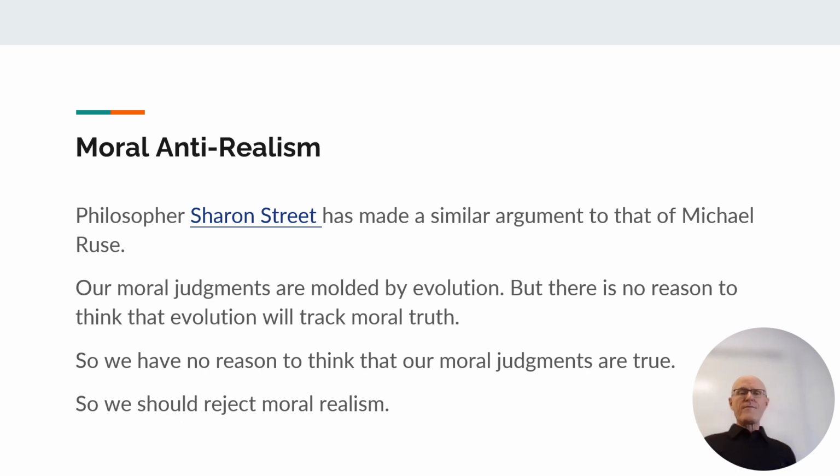Now, the philosopher Sharon Street has made a similar argument. She thinks that our morality derives from evolution, that our moral judgments are molded by evolution. And like Michael Ruse, she thinks that there's no reason to think that evolution tracks moral truth. So she also argues there's no reason to think that our moral judgments are true. Like Ruse, she thinks we should reject moral realism.